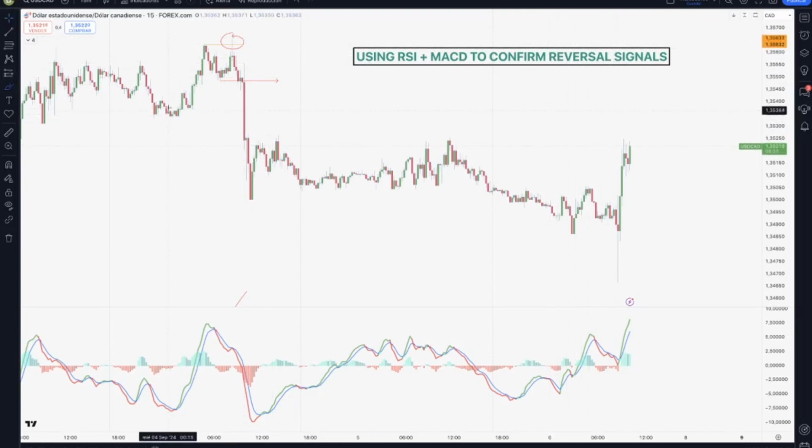Right here, we were being bullish. We take liquidity right there, and we have all this liquidity below us. Now we have the change on the structure, and now we have the signals of the MACD and RSI as well. But as I was telling you before, the main usage of this is just for confirmation.